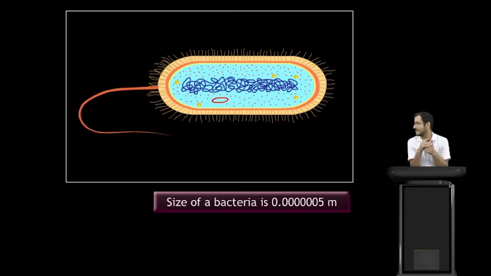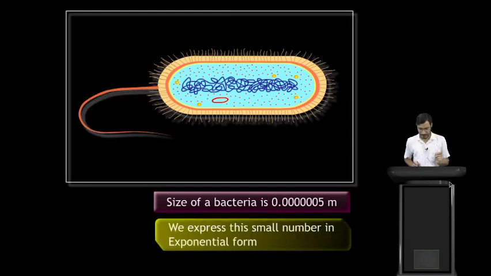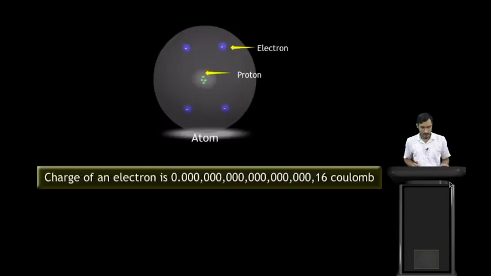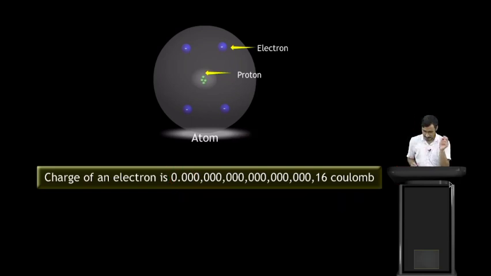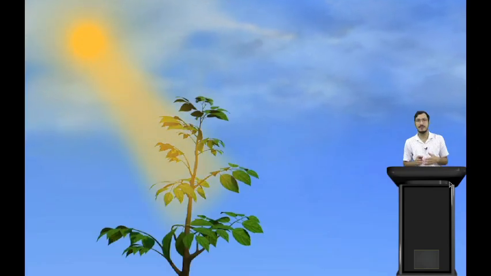Again, you can see the picture of bacteria here. The size of bacteria is 0.000005 meter. So students, it's a very small number, and we express this small number in exponential form. Now here is an atom, and you can see the charge of an electron. It is also a very small number, so we express it in exponential form.